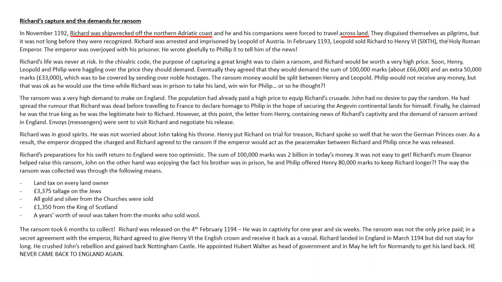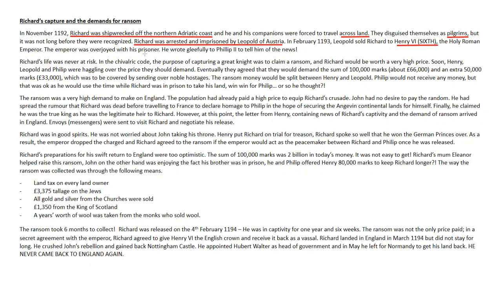They disguised themselves as pilgrims. Now, a pilgrim is someone that goes on a religious walk to repent their sins. But it was not long before they were recognised. Richard was arrested and imprisoned by Leopold of Austria, his old enemy. In February 1193, Leopold sold Richard to Henry VI, the Holy Roman Emperor.